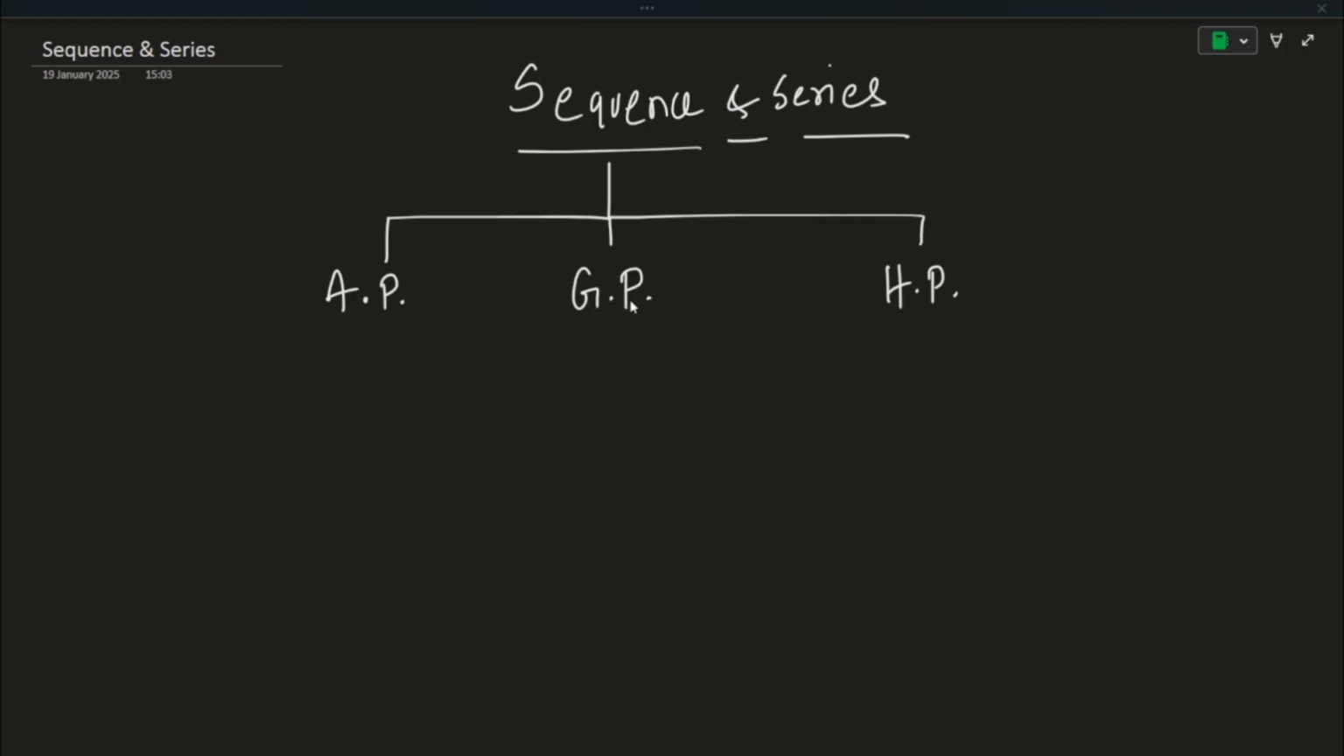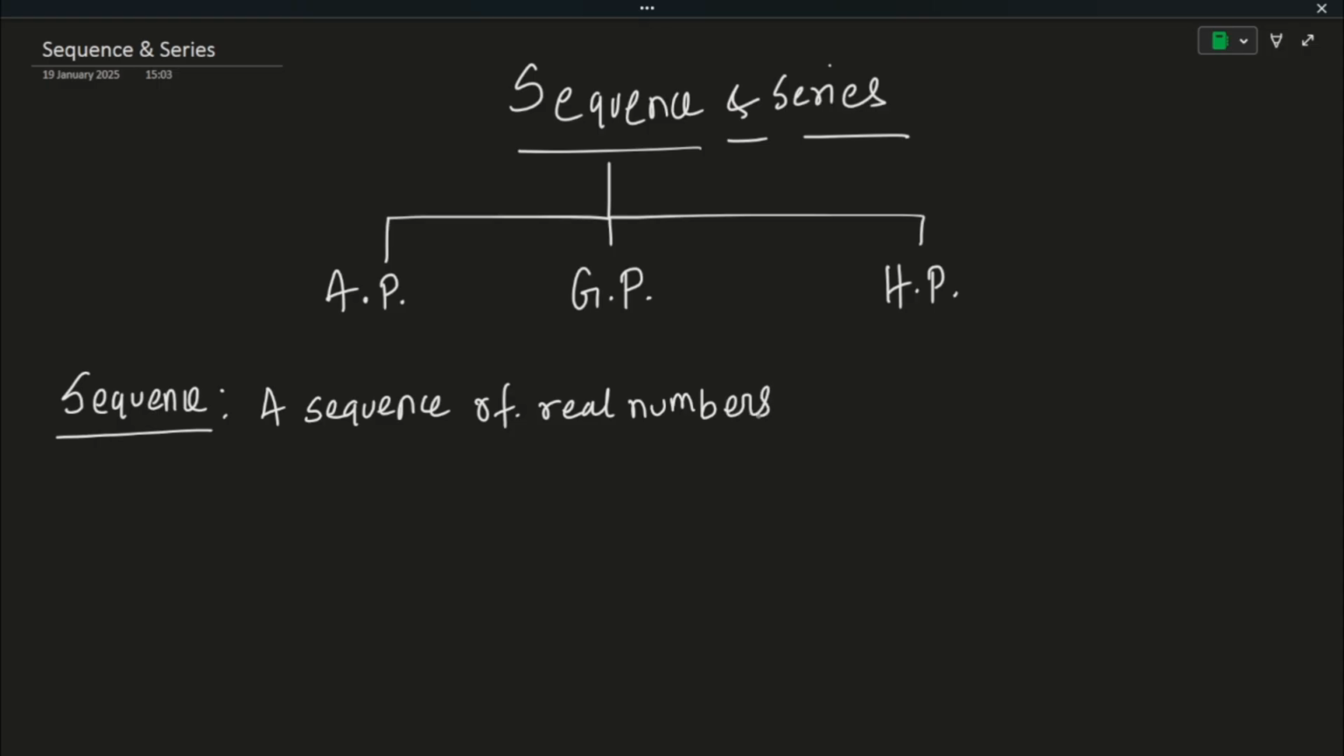Okay, let us begin with this. So what is a sequence? Now, a sequence is just a sequence of real numbers, because we will not talk about complex numbers here, so we will only talk about real numbers here. A sequence of real numbers a1, a2, a3 up to an, let's say. A sequence can be infinite as well.